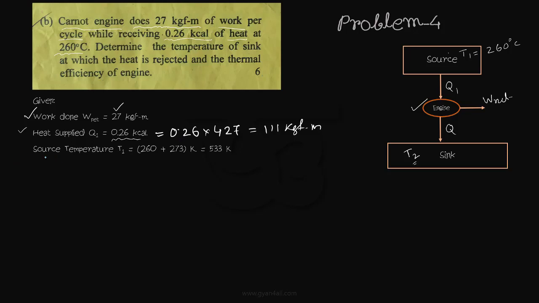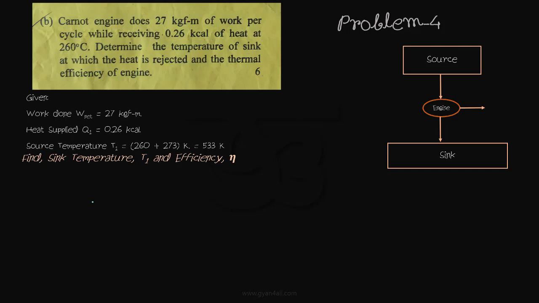Now the source temperature, that means the higher temperature, T1 is equal to 260 degrees, or you can say 533 Kelvin. From this we can find out the efficiency. We have to find out the efficiency as well as the sink temperature T2. T1 is the higher temperature, T2 is the lower temperature. So first let us find out the efficiency.